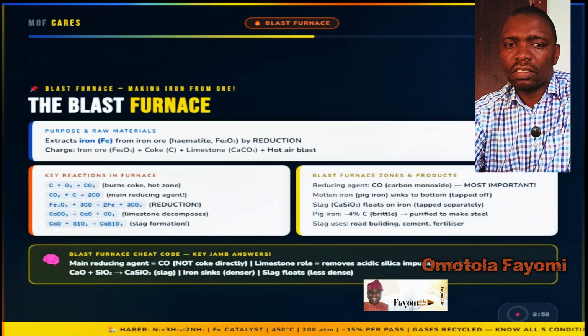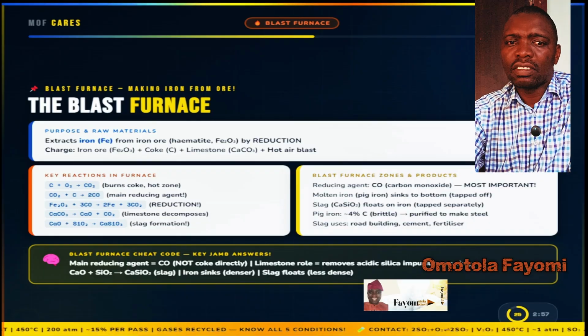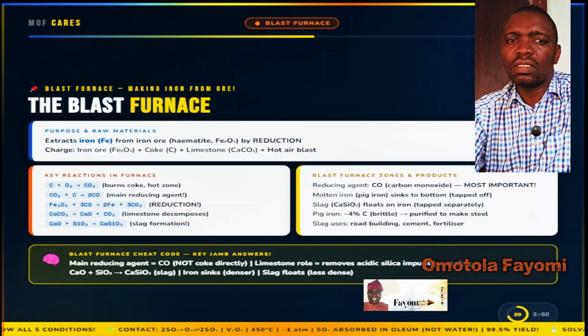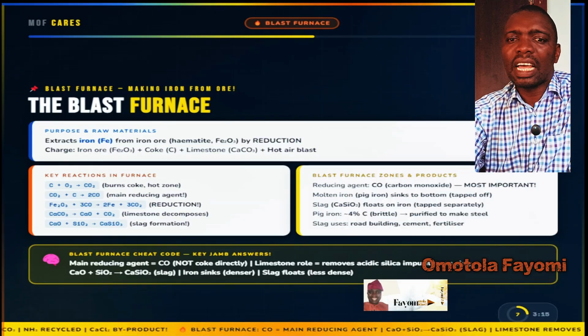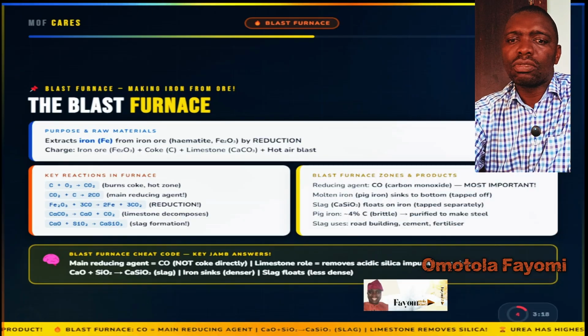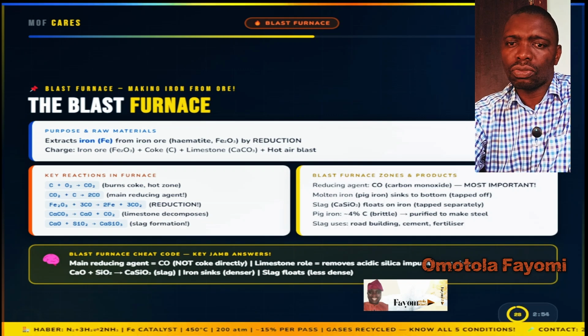The blast furnace is the most important industrial process for extracting iron from its ore, and JAMB tests virtually every detail about it. The blast furnace charge is what is put in at the top. Iron ore, that's haematite, iron 3 oxide, Fe2O3, coke, a form of carbon, provides the reducing agent and fuel, and limestone, that's CaCO3, serves a crucial role we will discuss. Hot air is blasted in through nozzles at the bottom, creating very high temperatures.